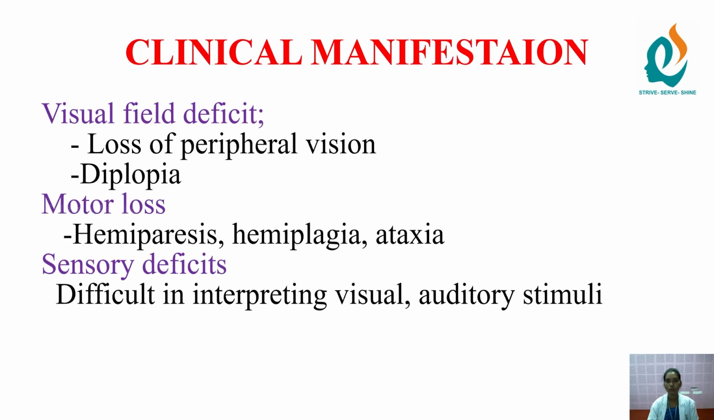Next we'll move on to the clinical manifestations. The first is the visual field deficit, in which patients have loss of peripheral vision and diplopia. Diplopia means double vision. Next is the motor loss, which means hemiparesis, hemiplegia, and ataxia.